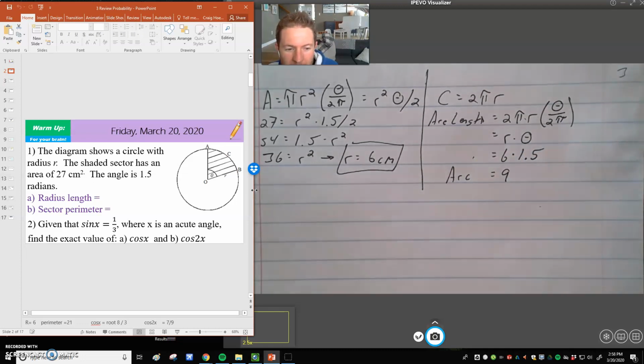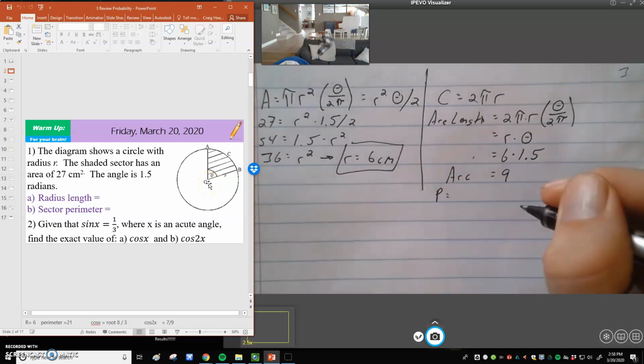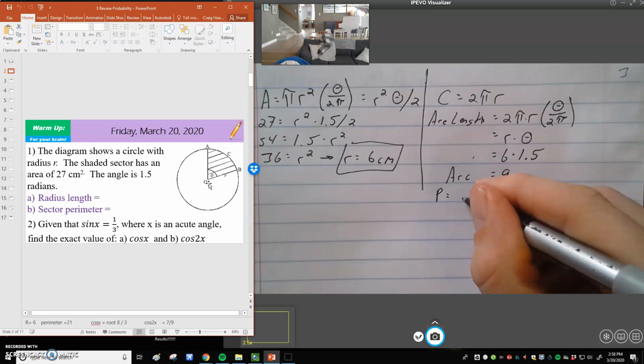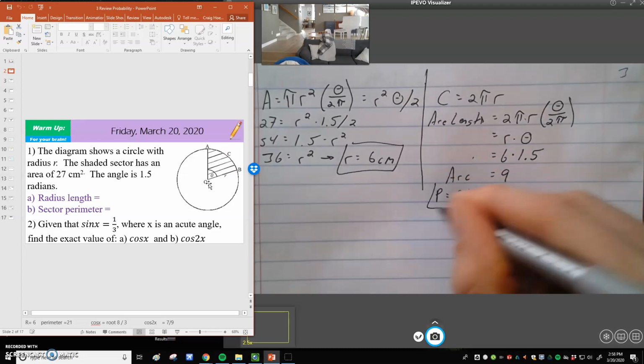You might be asking yourself, why is that not the answer? Remember back over here, it's asking for the sector perimeter. For the perimeter, we have to take into account this side and this side, both of those being 6. So 6 plus 9. We have our perimeter, our P is, what is that, 21? 6 plus 6 plus 9, 21 centimeters.